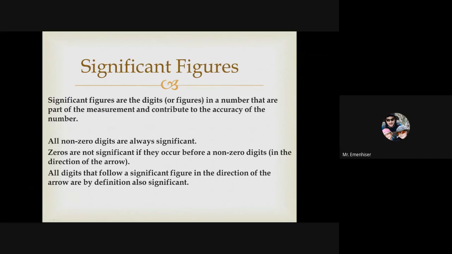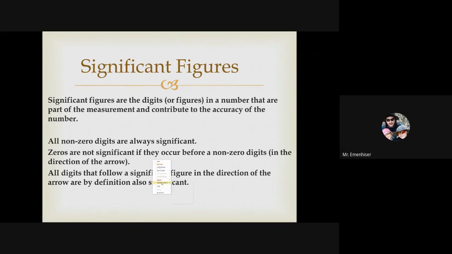Significant figures are the digits, also called figures, in a number that are part of the measurement and contribute to the accuracy of the number. Here are some rules for significant figures. All non-zero digits are always significant. Zeros are not significant if they occur before a non-zero in the direction of the arrow.